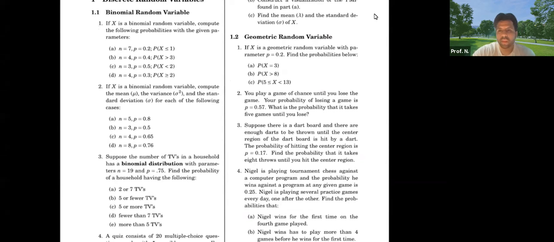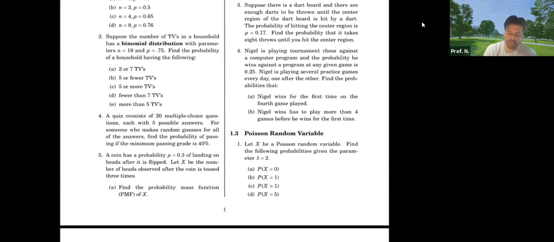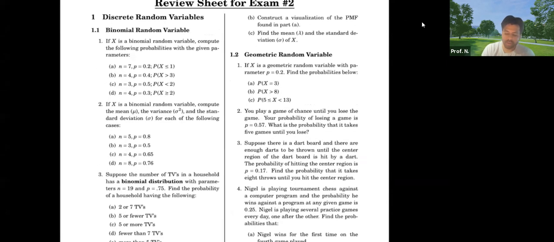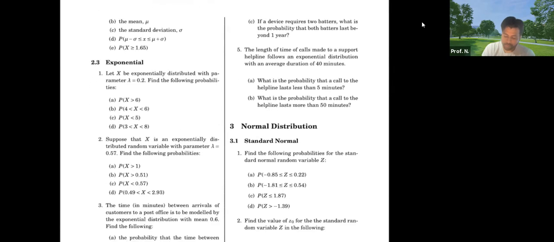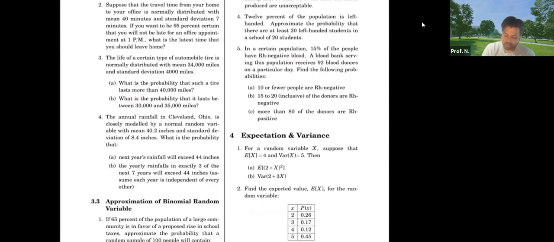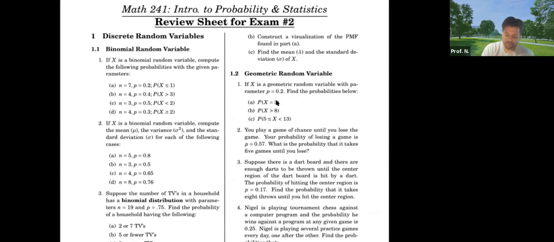Okay. All right. As you can tell, there's a lot of problems to choose from. So if anyone has a particular place they want to start, do you want to start with discrete random variables first, continuous random variables, or something else, expectation and variance? Does anybody have any preference? Geometric random variables, yes, of course.